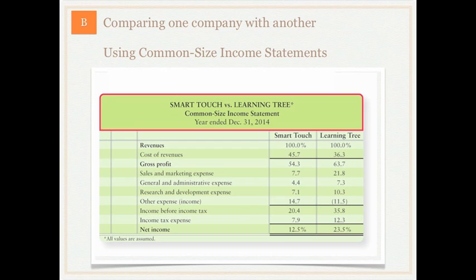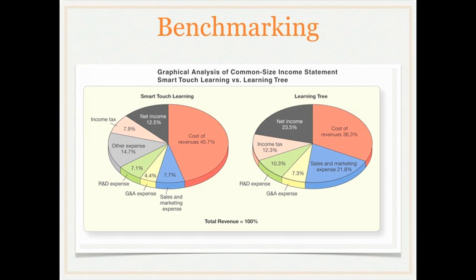We can also see this in graphical format. And again, this is called benchmarking. When we compare one company with another, we're benchmarking our company with someone else. So if this is the standard, this is what we should be aiming toward, or the goals that we should meet. So this is a graphical analysis that you can better see.